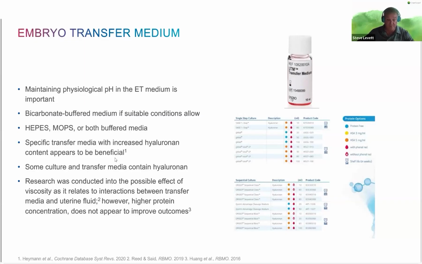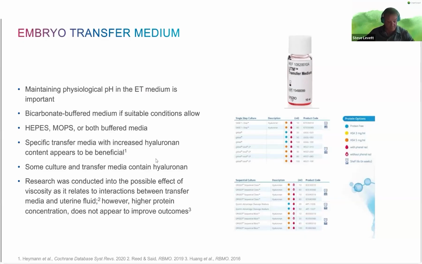Or we may choose to use a specific transfer medium designed for embryo transfer. So those that contain hyaluronan have become quite commonly used. There is some evidence that media containing hyaluronan improves outcome. It's an interesting discussion point. We haven't got time today to go into it, but what type of hyaluronan to use, whether you use low or high molecular weight, what concentration, etc., is something to consider. But the presence of hyaluronan either in low or high molecular weight does seem to work in some instances.